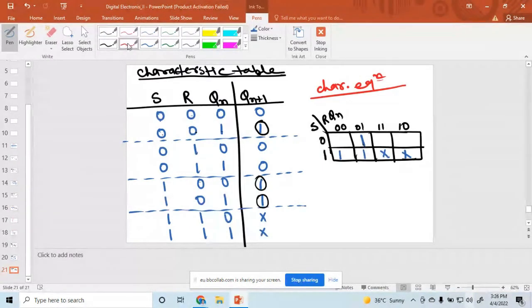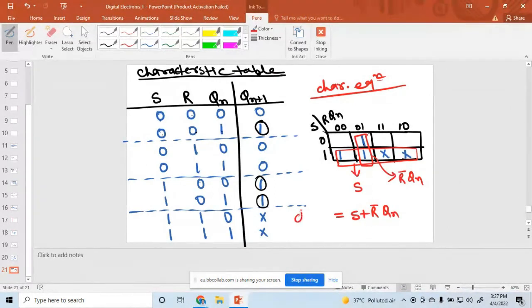One of the mappings is a combination of these four. So what is this expression? This one is S, and another combination is this one. So what is the value of this? This one is R bar Qn. So simply you can say the SR flip flop characteristic equation is equal to S plus R bar Qn.